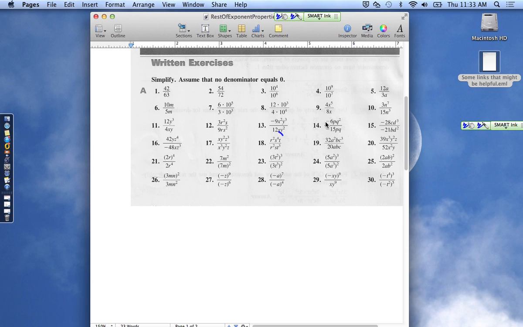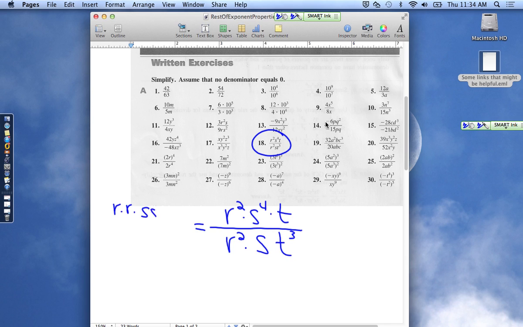If I have a problem like number 18, I have r squared times s to the 4th times t as my numerator, and my denominator is r squared times s to the 1st times t cubed. You can think of this in a simple way as r times r, 4 s's and 1 t. That's my numerator, just written in expanded form to show you how the property works. So that's my fraction, each factor written out in its expanded form.